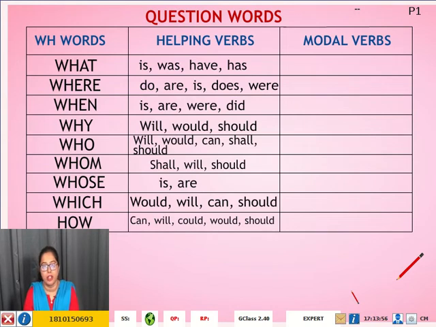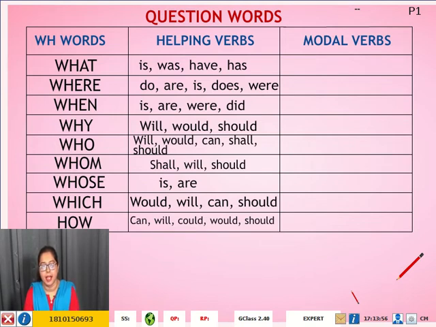So the first WH word is what. With what we are using is, was, have and has. The second WH word is where, and with where we are using do, are, is, does. And the third WH word we are using here is when. That is, with when we are using the helping verbs is, are, was, did.